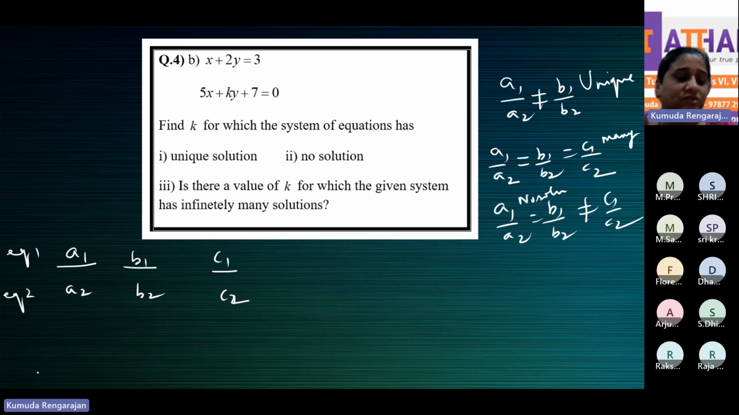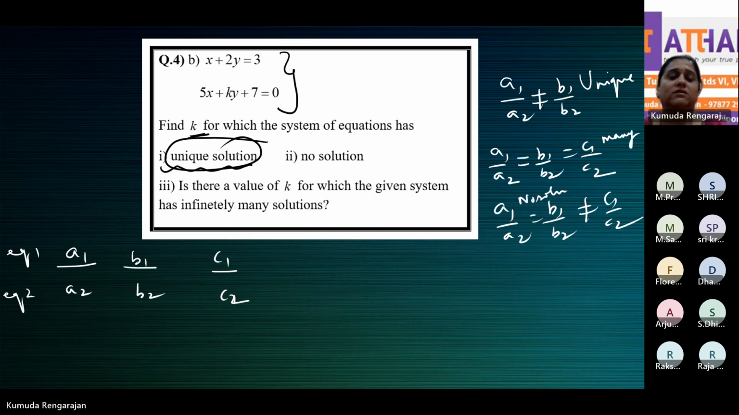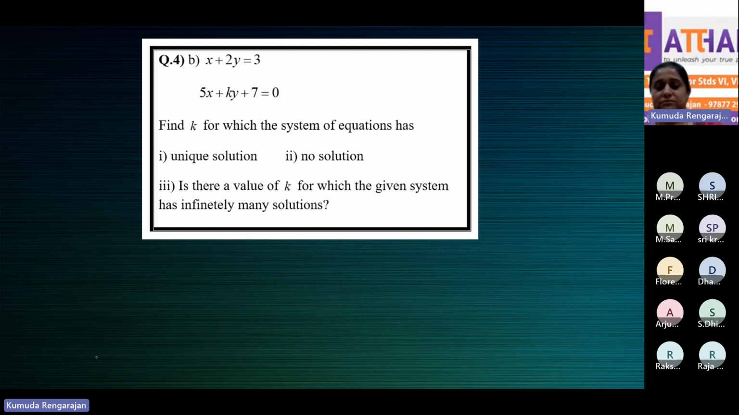Now let's answer the questions one by one. Unique solution. What is the question? Find k if it is given that this pair of equations has a unique solution. Let's understand the question first. Find only the value of k, not the values of x and y. Find the value of k given the condition that the pair of equations has a unique solution.